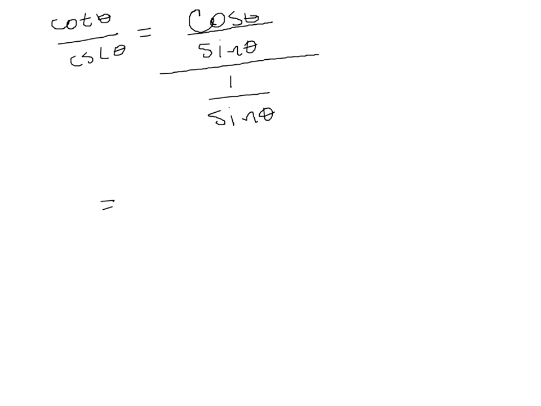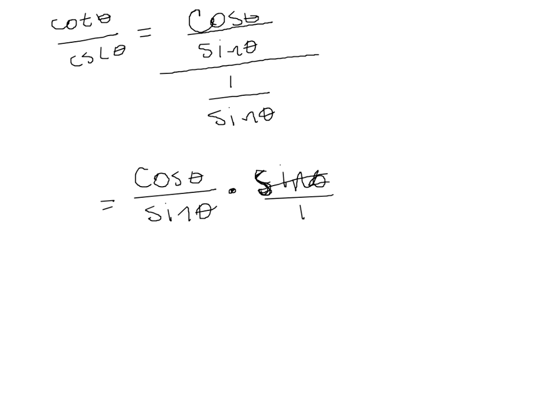And then, because I can, when I divide fractions, I multiply by the reciprocal of the denominator, so I get 1 over sine becomes sine over 1, because it's multiplied, the signs cancel, and I get cosine theta over 1, or just cosine.